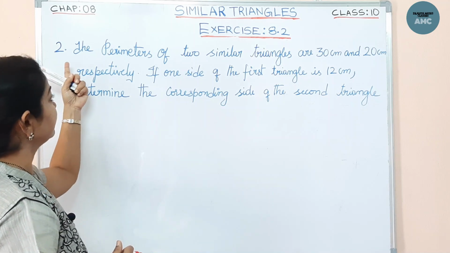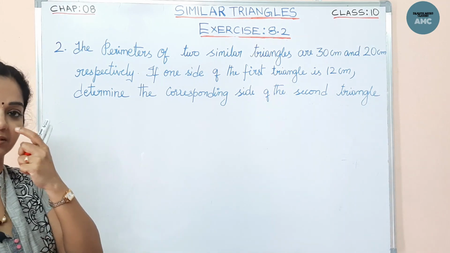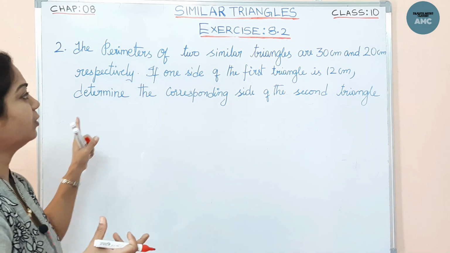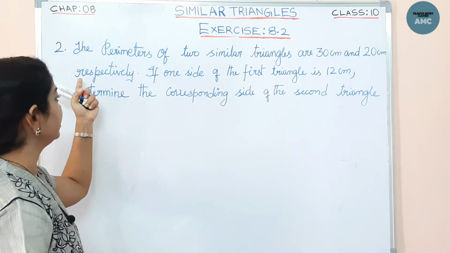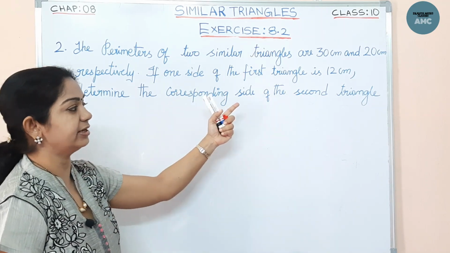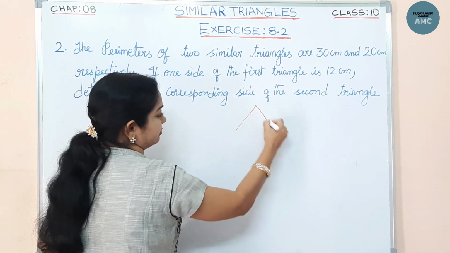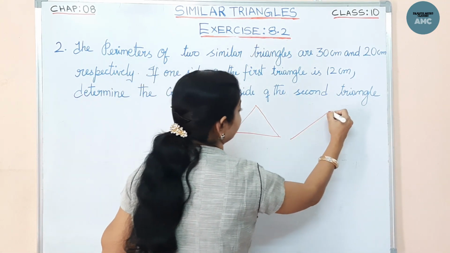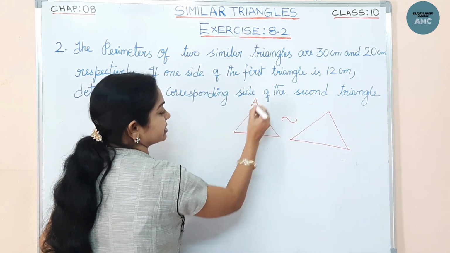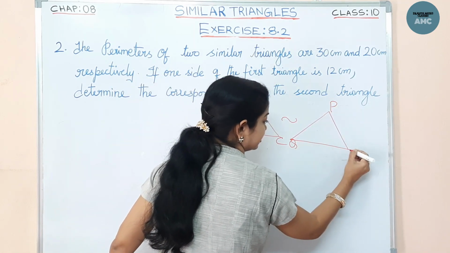Now this second one. The perimeters of two similar triangles are 30 centimeters and 20 centimeters. So we are given two triangles which are similar, and only the perimeters are mentioned. If one side of the first triangle is 12, determine the corresponding side of the second triangle. The diagram is not given, so we can simply draw it. Let me name the first triangle ABC and the next one PQR or XYZ.